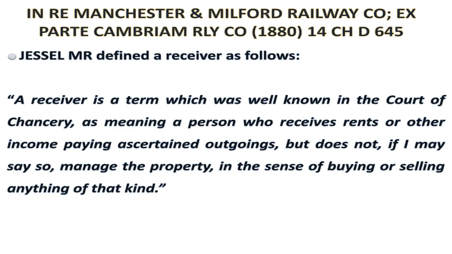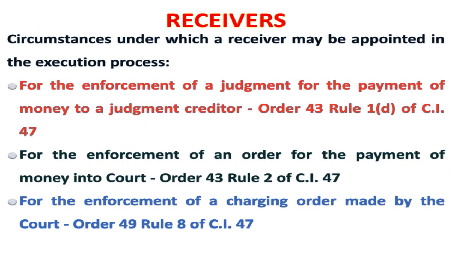Again, a receiver is a person who receives rents or other income. So you receive rent or other income, you pay ascertained outgoings, but you do not manage the property in the sense of buying or selling anything of that kind. Have this definition at the back of your mind while we interrogate how the CI 47 makes provision for receivers. I believe you've already taken note of Order 43, Rule 1D.